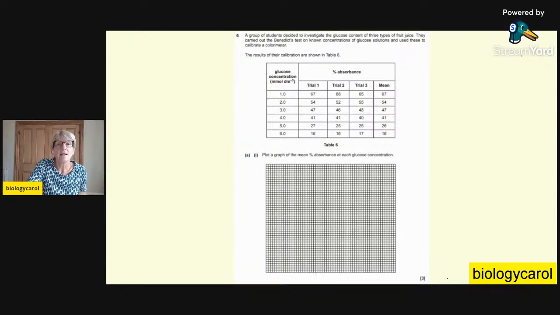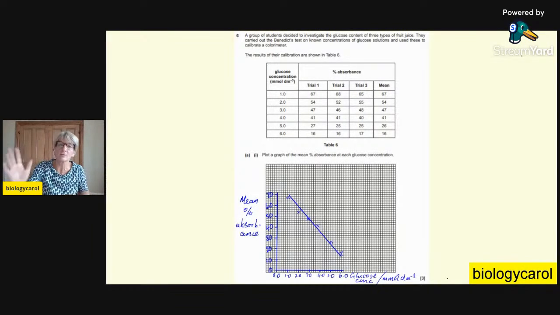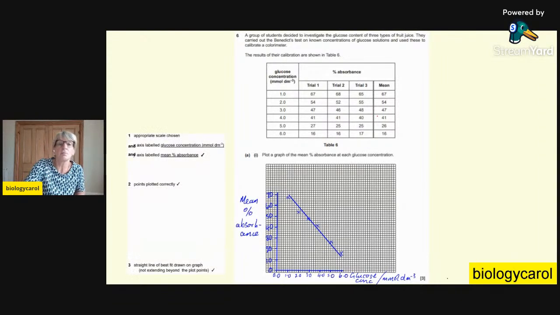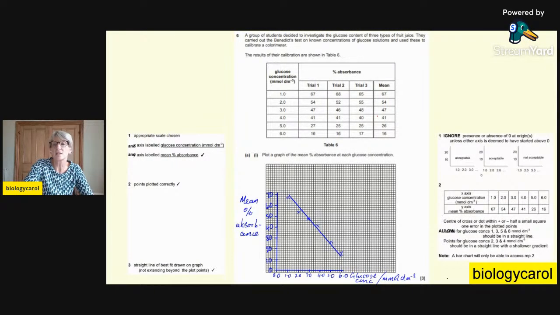Plot a graph. Right, can I just say, this was an absolute nightmare to do on a PowerPoint size when it isn't whole screen. So I'm pleased. This is what I would have done. Linear scales using the correct axes. The independent variable is along the x-axis. The mean absorbance is on the y-axis. I tried to plot the points as accurately as I could. And here was the mark scheme.